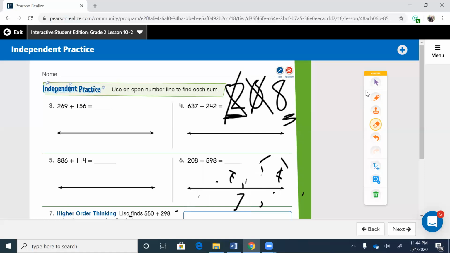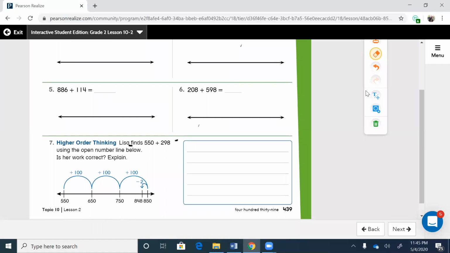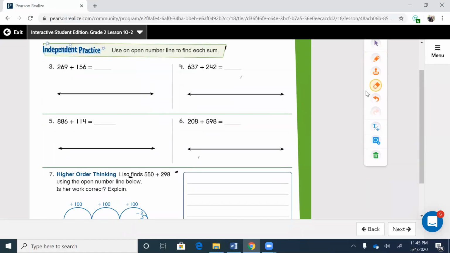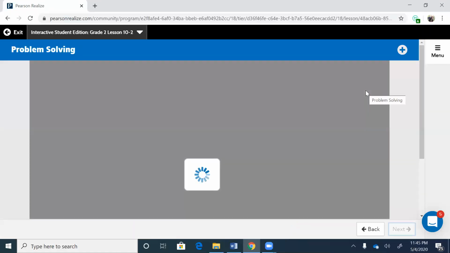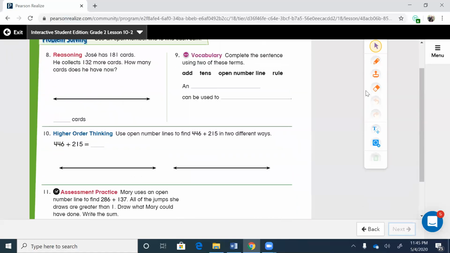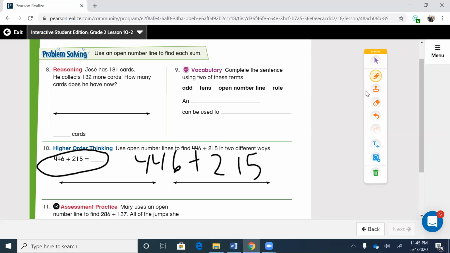Now, I had written a problem down in the portfolio section for you to do as your exit ticket so that you show me that you understand how to do it. I am available for anybody that needs help. I can do a one-on-one Zoom meeting with you, okay? Let me get a problem for those that are doing this on paper. If you are doing this on paper and you're going to take a picture of it, do this problem. 446 plus 215, okay? And use the open number line. So you'll write that down on a piece of paper and take a picture.